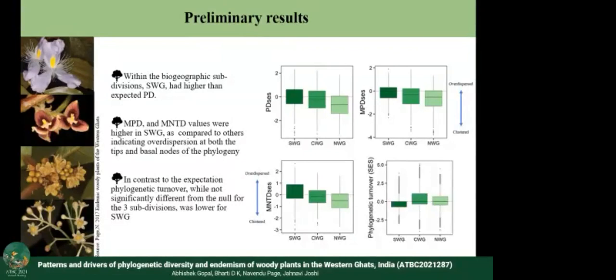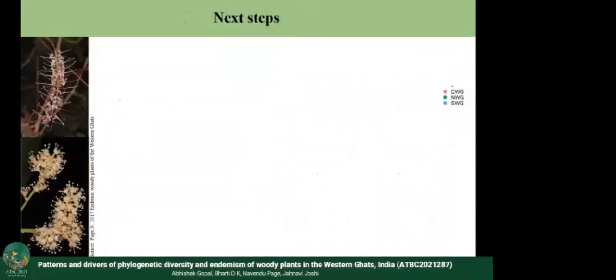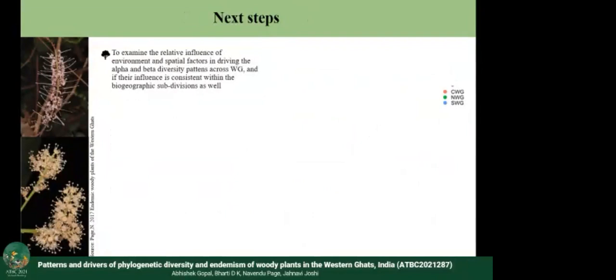While not significantly different from the null, among the three subdivisions, the southern Western Ghats had the least turnover. Adding more species and examining these trends at a finer resolution might help in validating this result. So the results presented here are preliminary, and the next step is to examine the environment and spatial drivers of these trends and to examine if they influence the changes within the biogeographic zones.